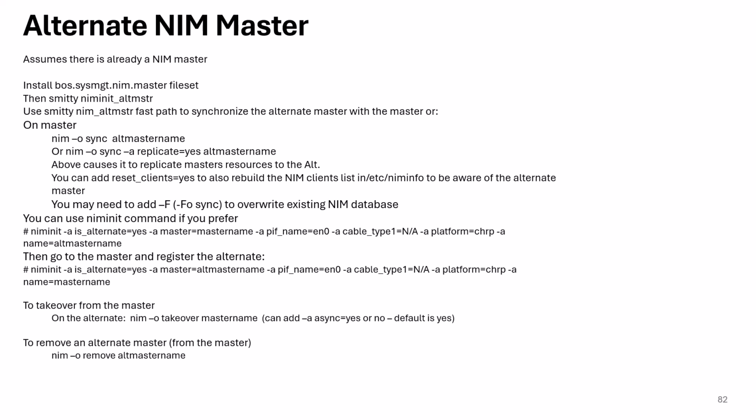And if you want, you can add reset clients yes, and that will rebuild the NIM clients list in /etc/niminfo to be aware of the alternate master. So there's a number of steps that you can go through, and you can basically set it up so that the alternate can take over from the master at any point. And of course, you can always do a nim -o remove of that alternate master. So it's definitely worth looking into, if you have the resources, having an alternate master.